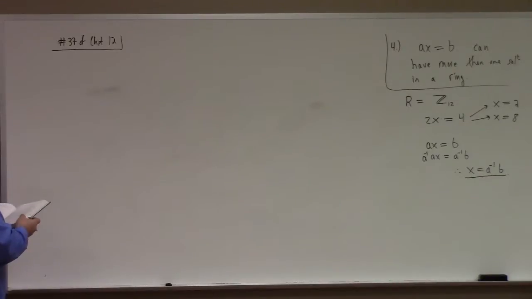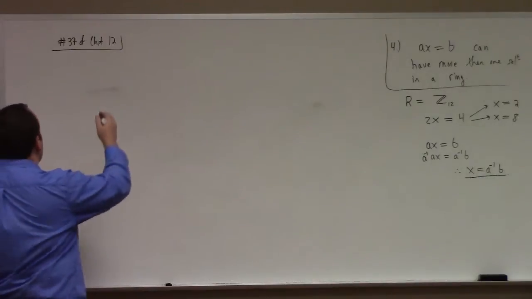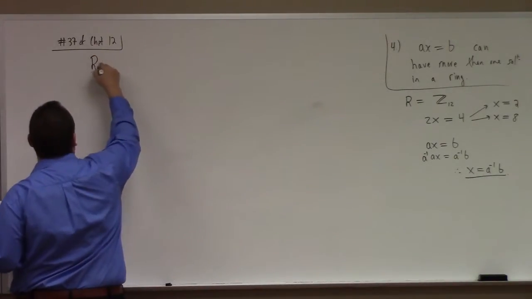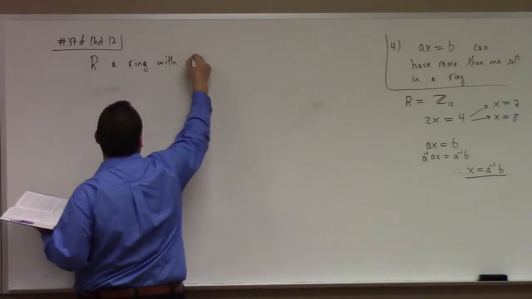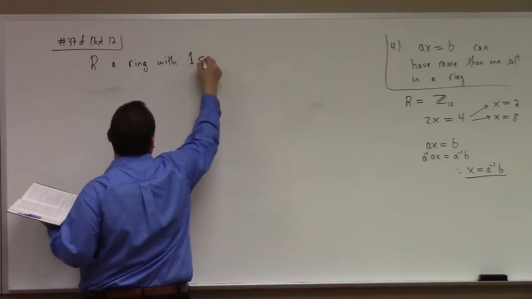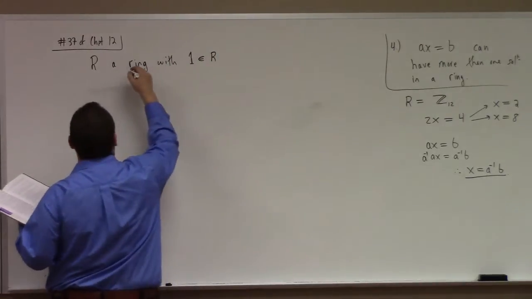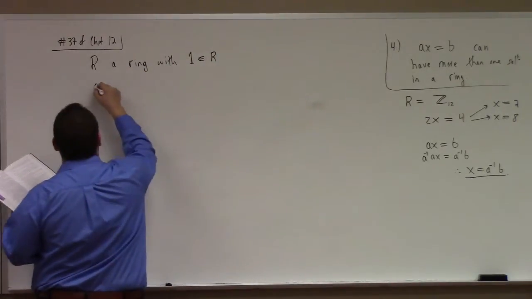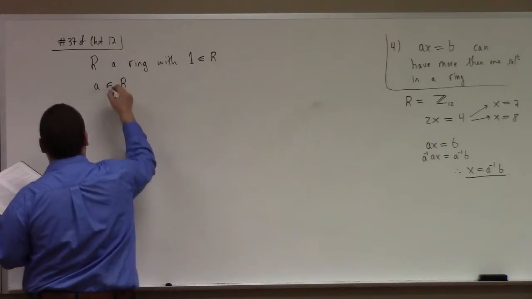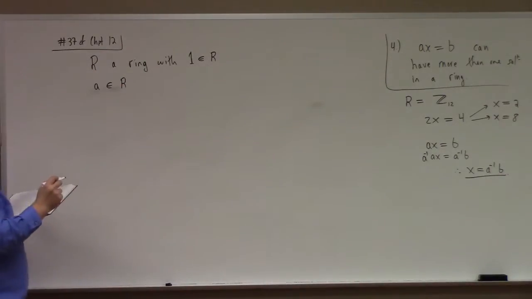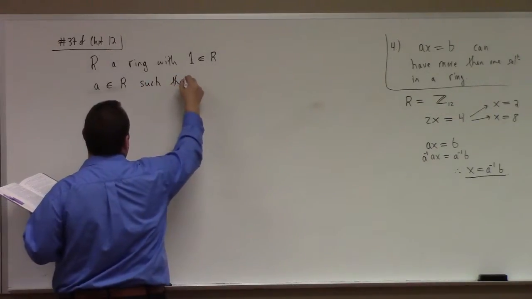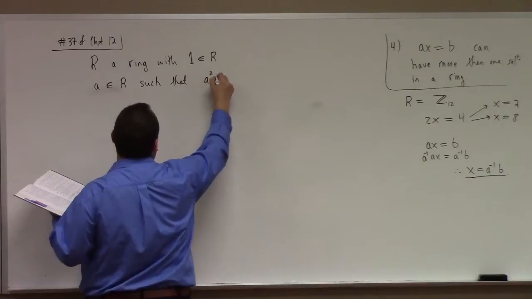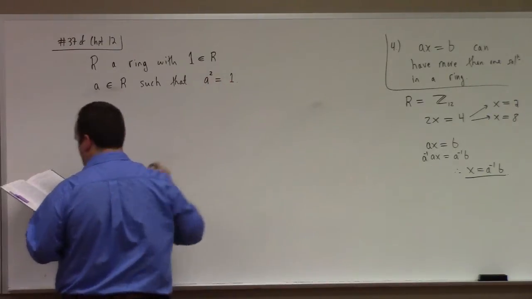But anyway, here's number 37. Suppose that R is a ring with unity, and A is an element of R. So here we have R, a ring with 1 in the ring, and we also have A is an element of the ring, such that, that's pretty boring otherwise. So here's something interesting: A squared is equal to 1. All right.